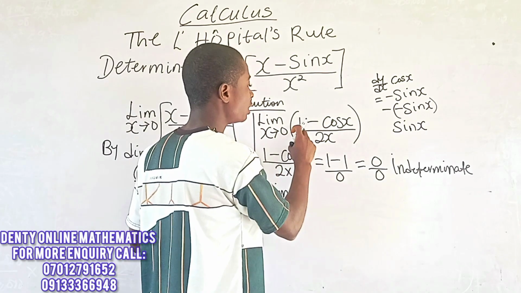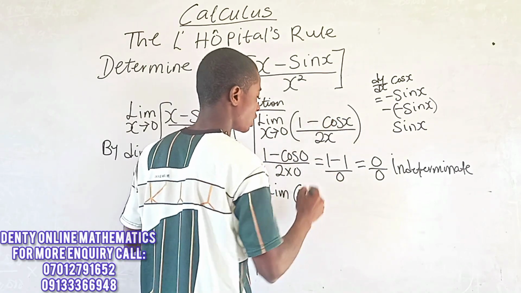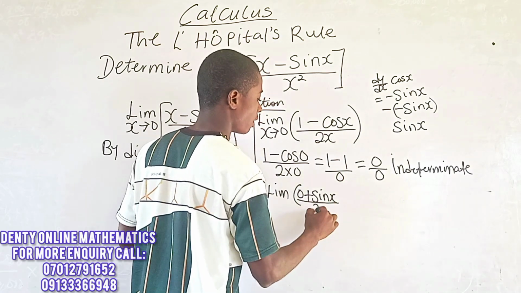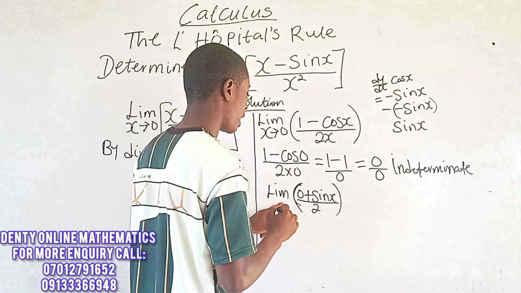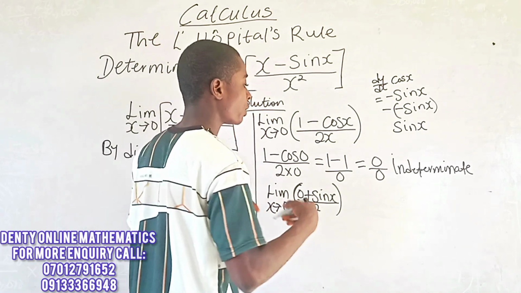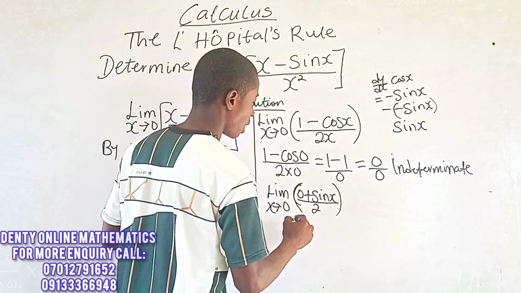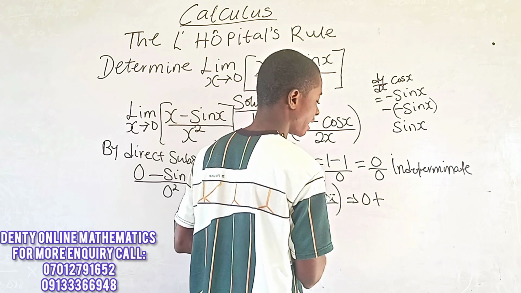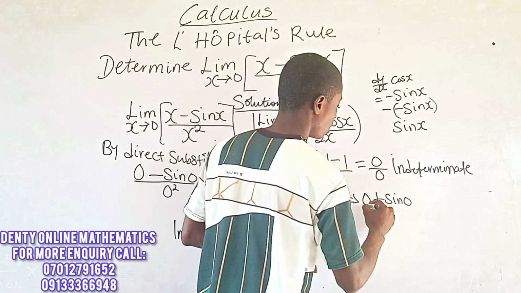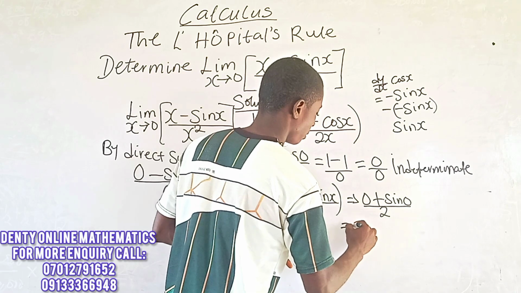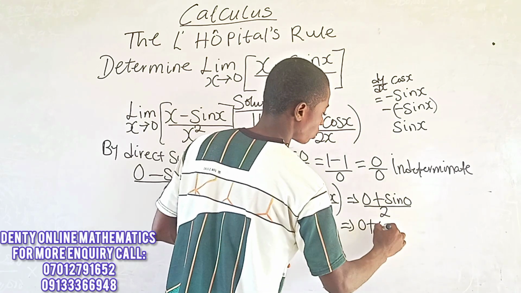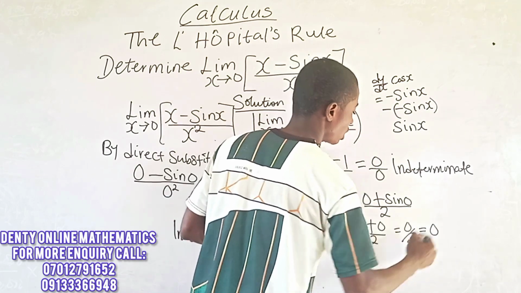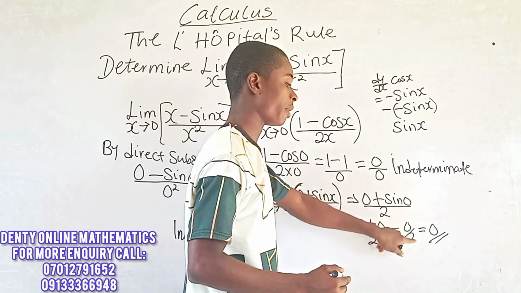So now by applying this, if we differentiate minus cos x, we are going to have a positive sin x all over, if we differentiate 2x, we are going to have 2. Then we are done with this as x tends to 0. Now we can substitute, and if we substitute, we are going to have 0 plus sin 0 all over 2. And this implies 0 plus sin 0 is 0, all over 2. So our final answer is going to be 0 over 2, which is equal to 0.